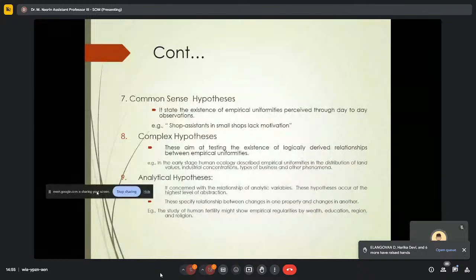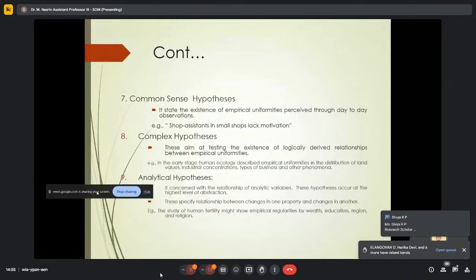Complex hypothesis, like a difficult hypothesis. For example, in the early stage human ecology described empirical uniformities in the distribution of land values, industrial concentration, type of business and other phenomena. Now imagine this is such a lengthy line that it is very difficult to frame this type of hypothesis and test it in the market.